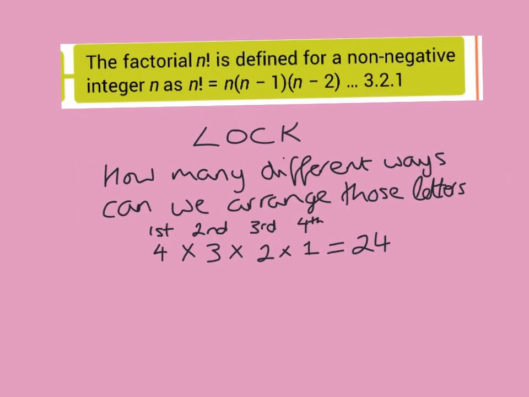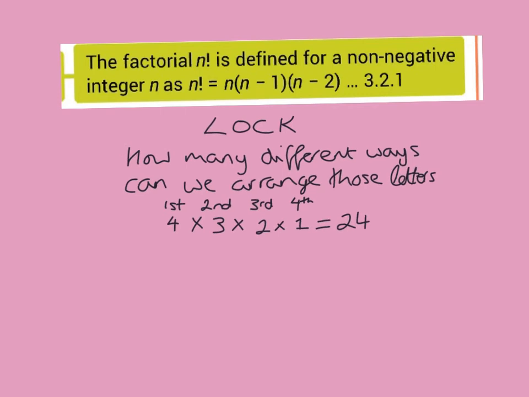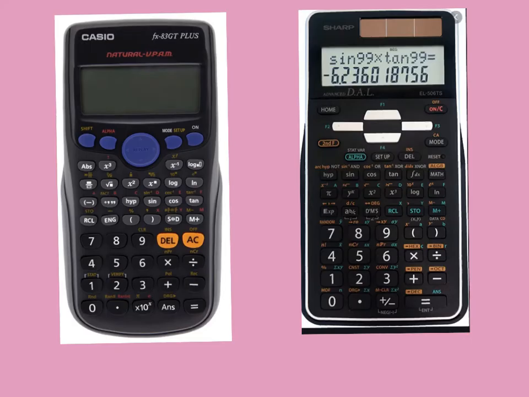However, with permutations, we have a new way of doing this, and what we can do is we can put in 4 factorial. So I'm just going to show you really quickly where this button is on your calculator, and it will give you the exact same thing. Okay, so for 4 factorial, I have the 2 types of calculator here. Just message me and let me know if there's another calculator that you have that you are really not sure, because I think these are the 2 that everybody has.